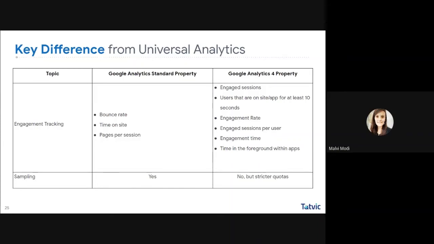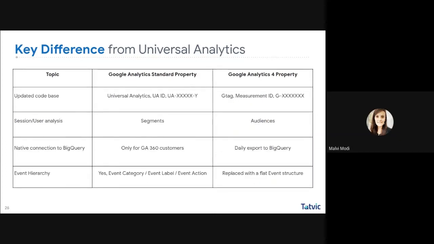Sampling: yes, in standard properties there was some sampling. In GA4 you will not get sampling, but there are some stricter quotas, which we'll share documents on later so that you can read about it and get more information. Is there any updated code base on GA standard and GA4 properties? We must be knowing UA properties had the code base as UA and then UID. But in GA4 properties, it is very simple, just the gtag measurement ID.